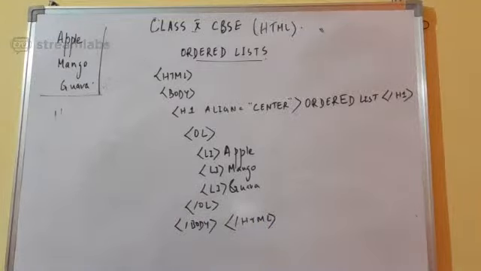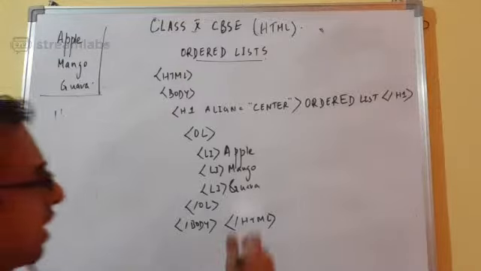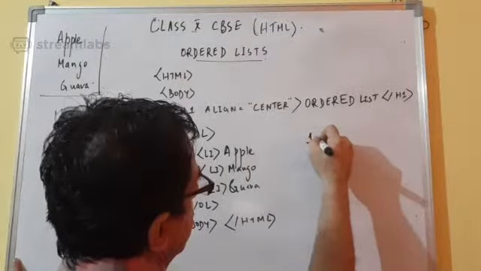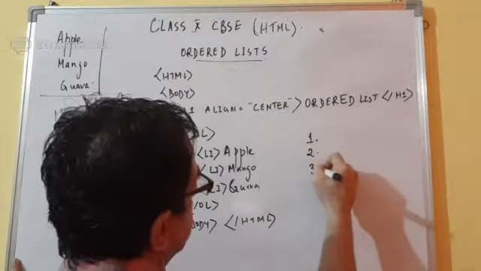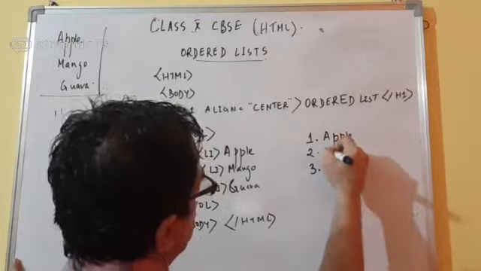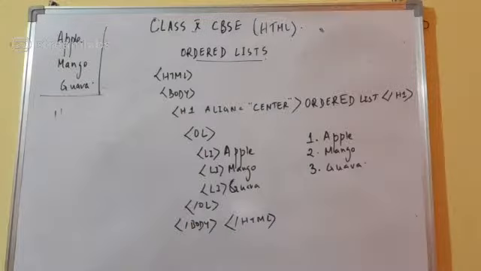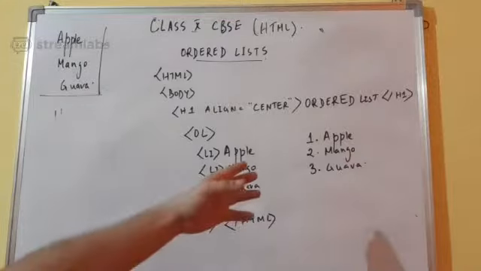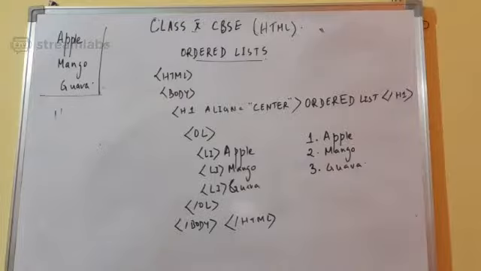Now what will be the output when you just run this particular page? You'll find that automatically it shows 1 apple, 2, a numbered list. But you might be thinking whether the symbols over here can be changed to A, B or C or not. Yes, that can be changed.